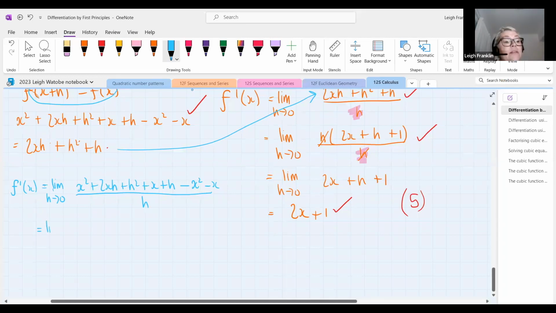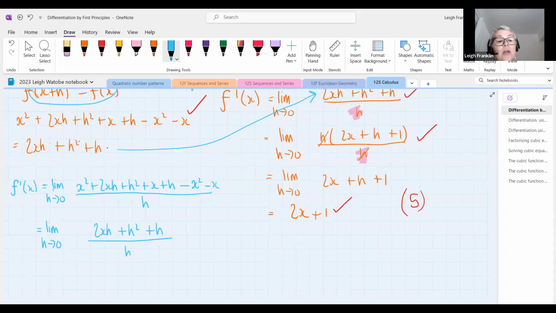I didn't understand what she was saying at first. And then once she explained it to me, I got it. It's exactly the same thing. Now you're going to end up with exactly what we had in this line, which is 2xh plus h squared plus h all over h. And then you would proceed with the rest of the question. It's exactly the same thing. Okay, thank you. Pleasure, no problem.